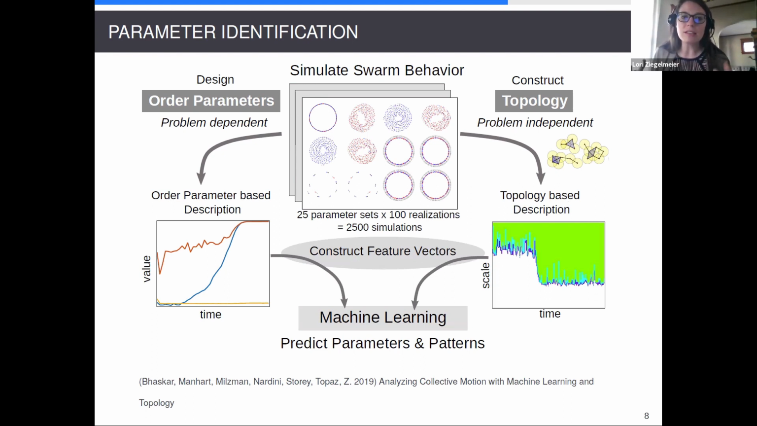And we can think of these time series or Crocker plots as a feature vector that can then be fed into machine learning. Now, the topology approach is problem independent, without using a priori knowledge, where the order parameters are problem dependent. And what we observed is that actually the topological approach yielded higher classification accuracy with regard to the various different parameter sets.